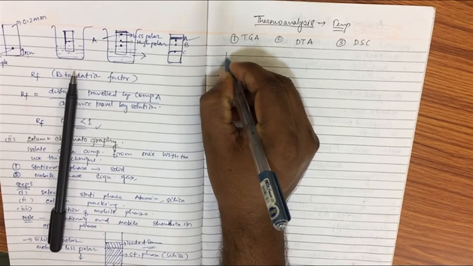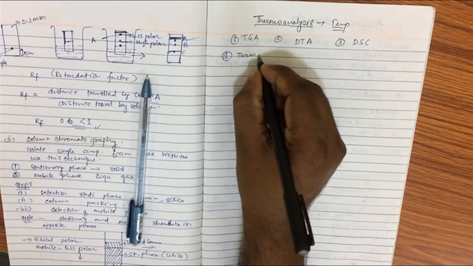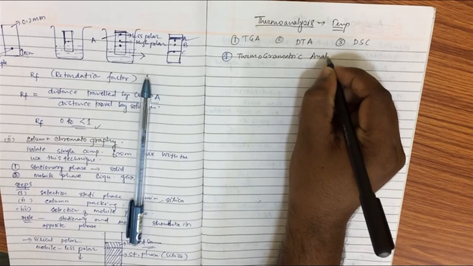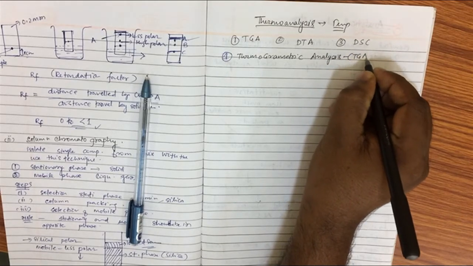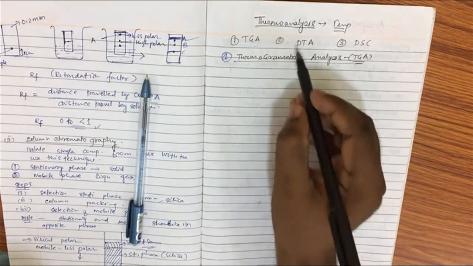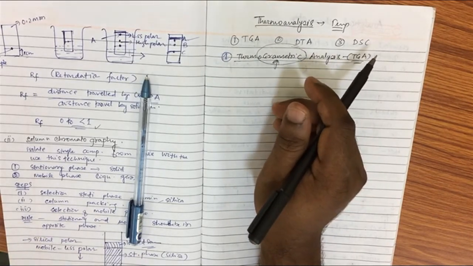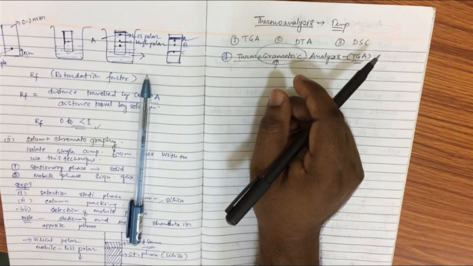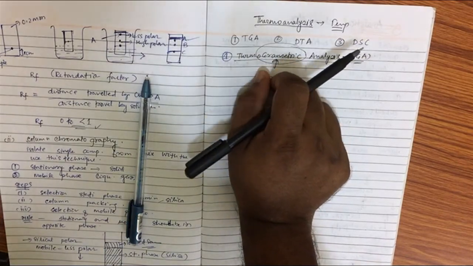First, thermogravimetric analysis. So what is thermogravimetric analysis? Gravimetric means related to mass, or you can say weight, how weight depends with respect to temperature.